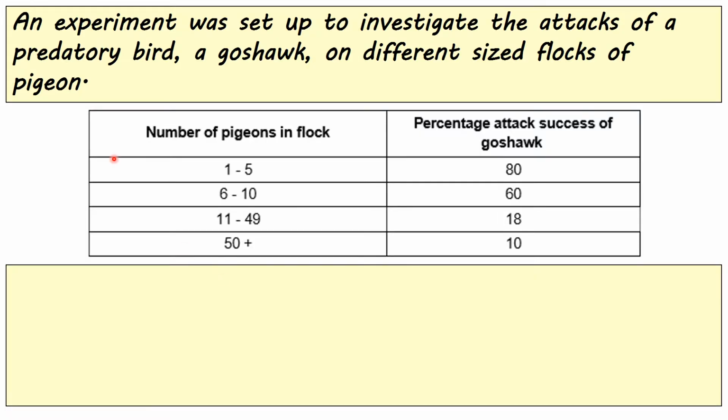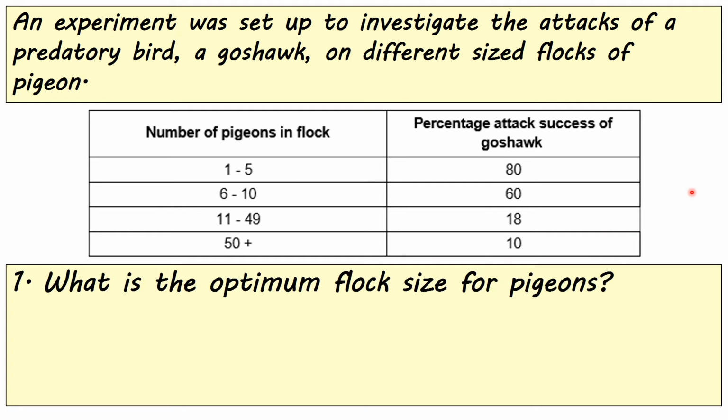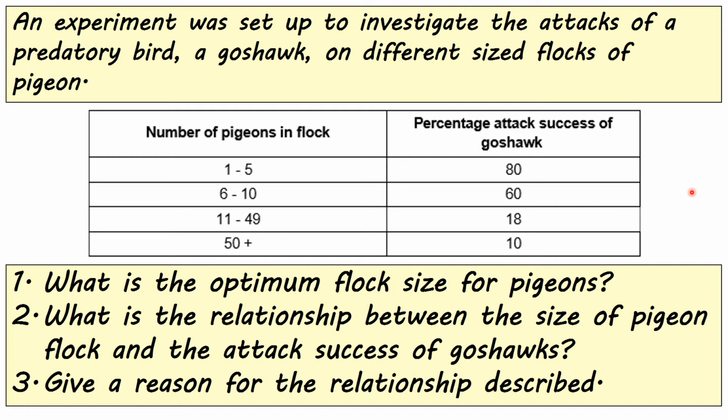So a little activity related to this. An experiment was set up to investigate the attacks of a predatory bird, a goshawk, on different sized flocks of pigeon. So there you've got the number of pigeons in the flock and then the percentage attack success of the goshawk. So press pause, three questions for you to have a go at.